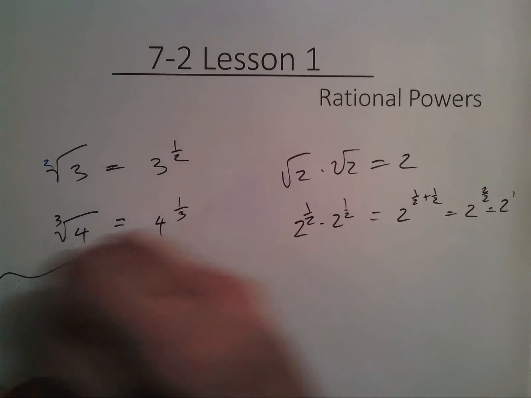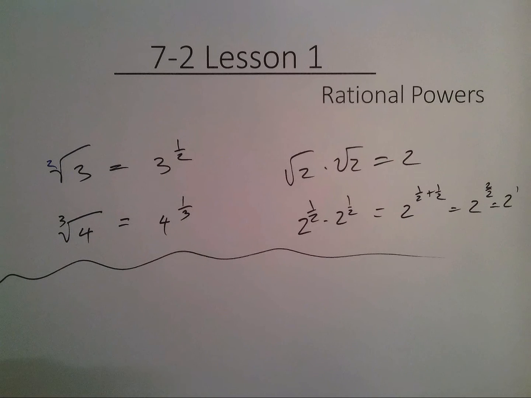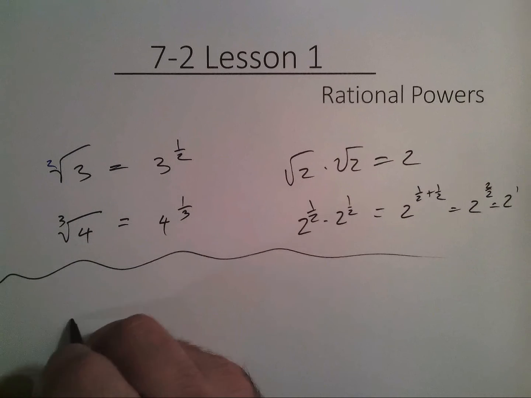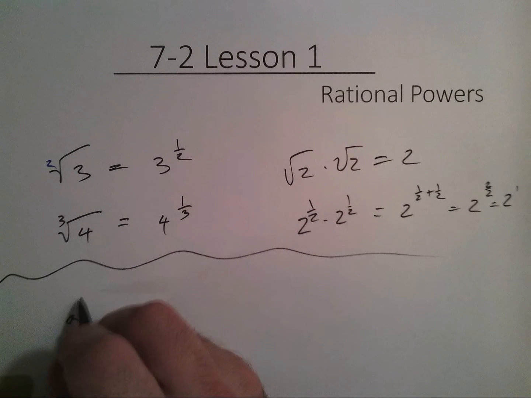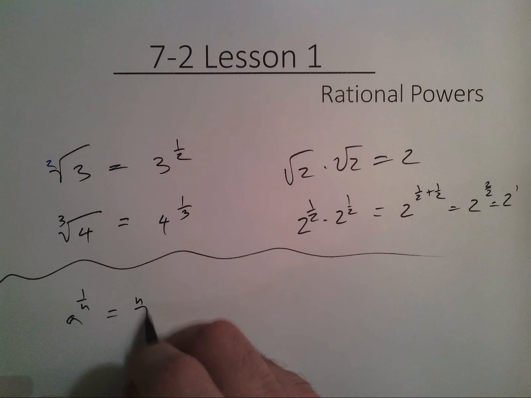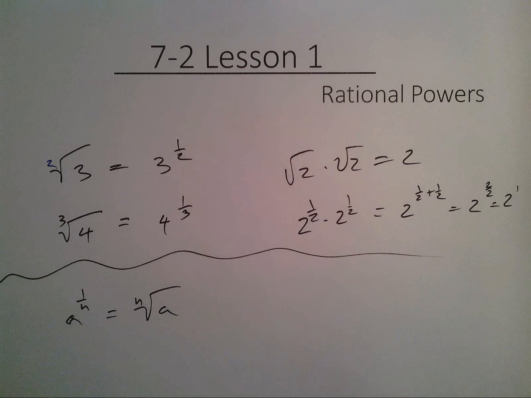So, in general, when you have a value to the 1 over n, that's just saying you have an nth root of a, and you can work the problem out either way.